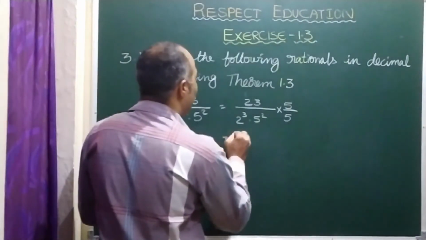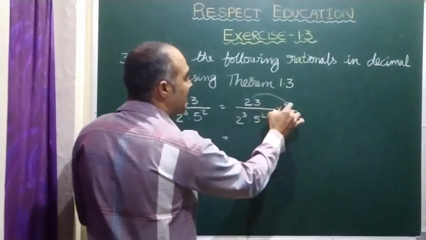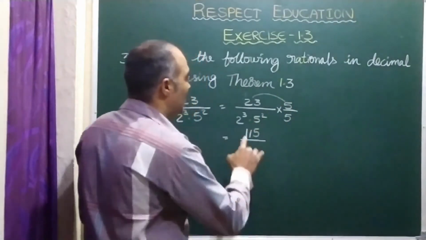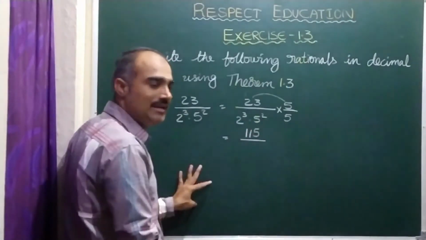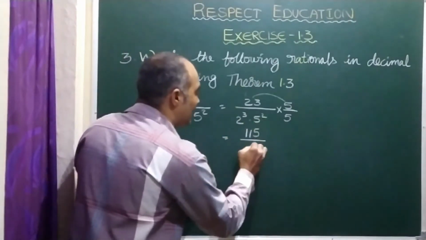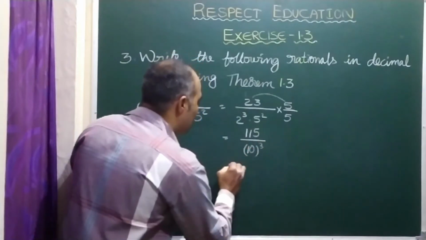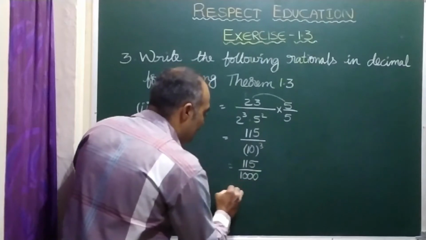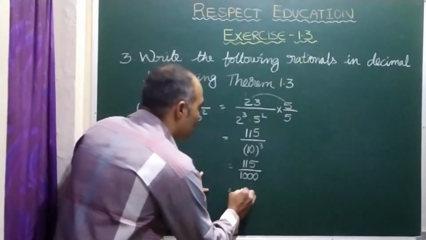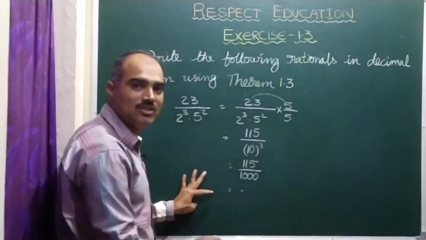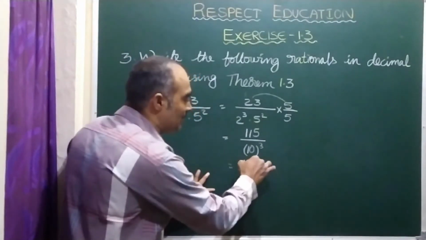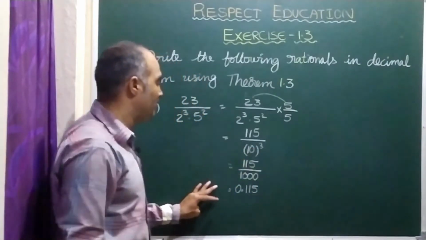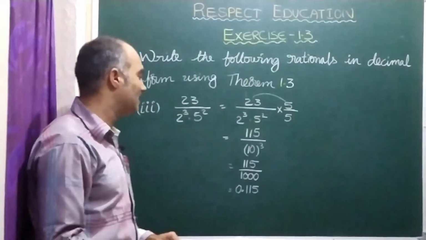So the 2 cube and 5 cube will both be there. Let us multiply the numerators. 23 into 5 is 115 by 2 cube into 5 cube. 2 5s are 10, so it is 10 cube, which is nothing but 1000. So 115 by 1000. See here, children, how many zeros are there? 3. So after the decimal point, 3 digits should be filled. Exactly 3 numbers are there, so let us write 115 as it is: 0.115. This is the decimal form of the given rational number.